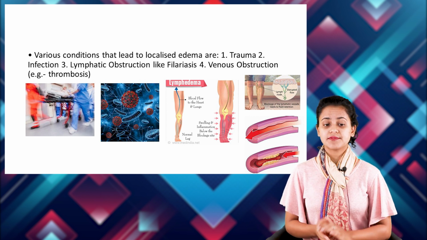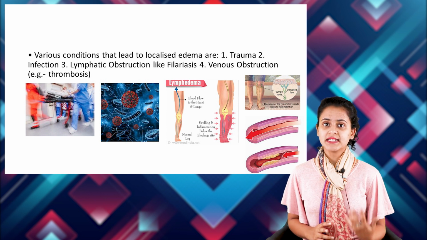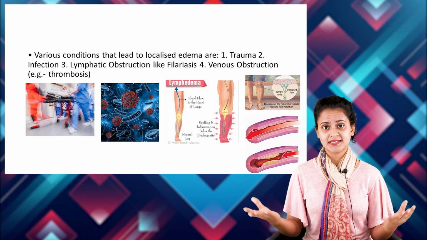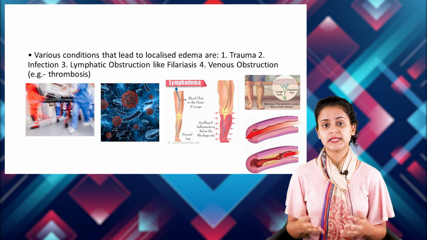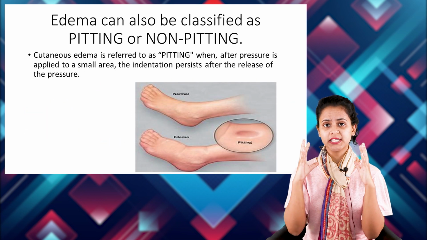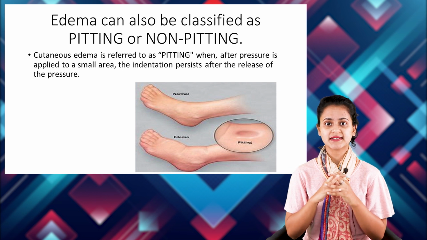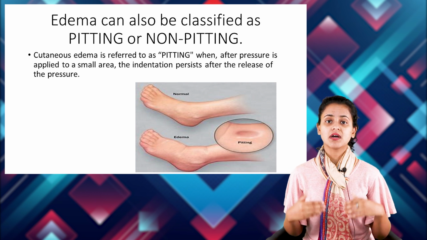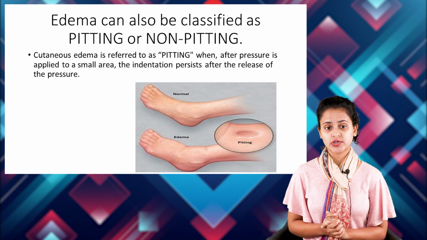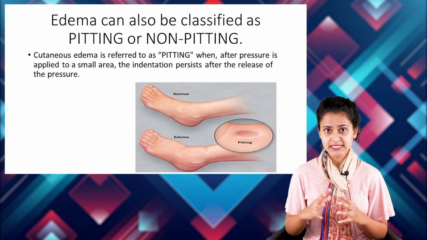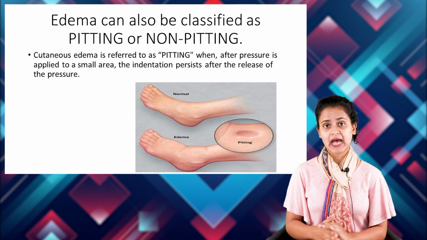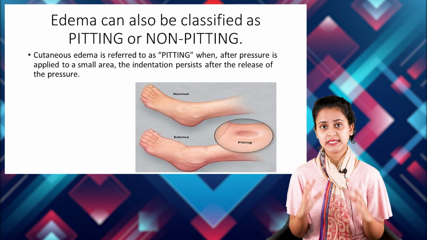Next we are going to see venous obstruction. In venous obstruction we often see the development of thrombosis. Ultimately this thrombosis leads to the development of localized edema. So I hope you are clear about the two basic classifications that include generalized edema and localized edema. Now we are going to learn about the edema classified based on pitting ability. So it's classified as pitting edema and non-pitting edema.